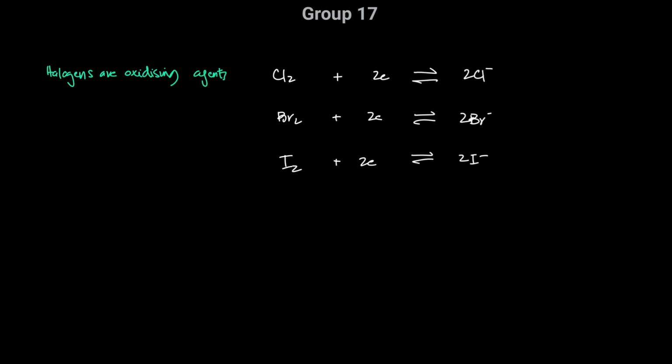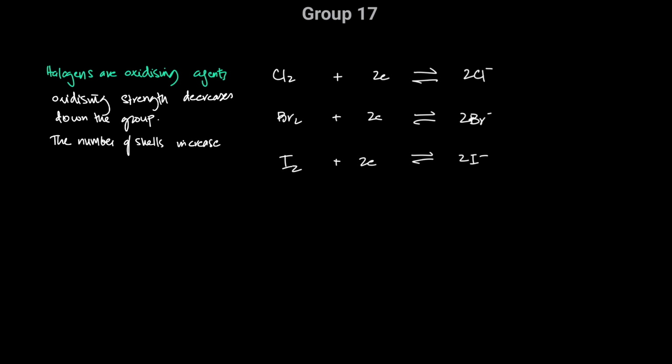So we can say that the oxidizing strength decreases down the group. And the reason why is because, as we just said, the number of shells increases. If the number of shells increases, we know that the shielding increases and atomic radius also increases. So the valence electrons are more shielded from the nucleus. Shielding and atomic radius increase down the group.